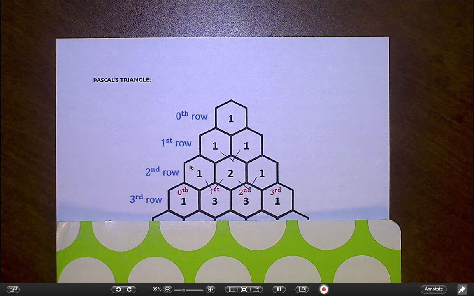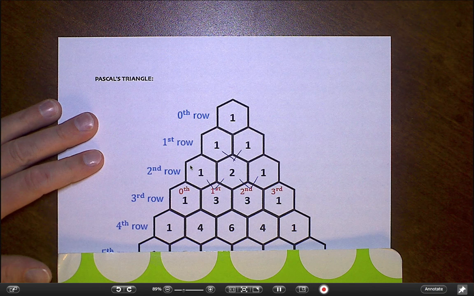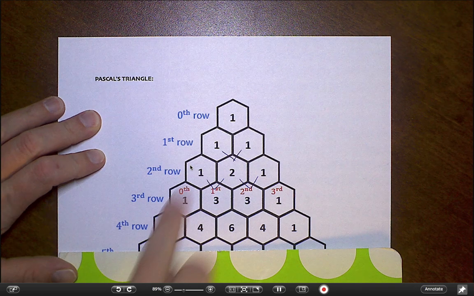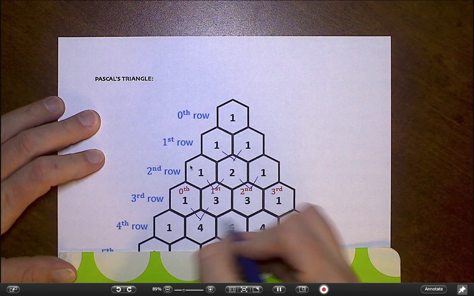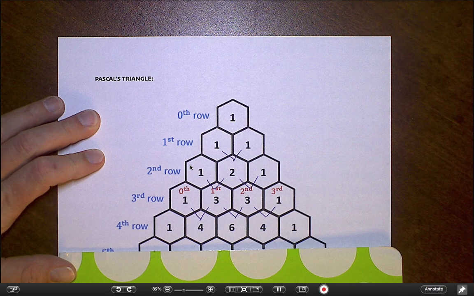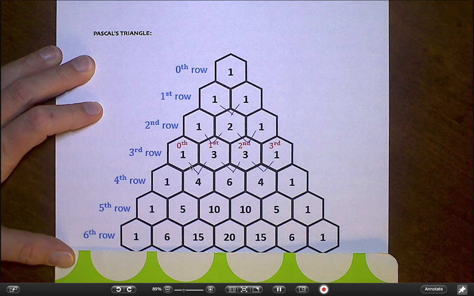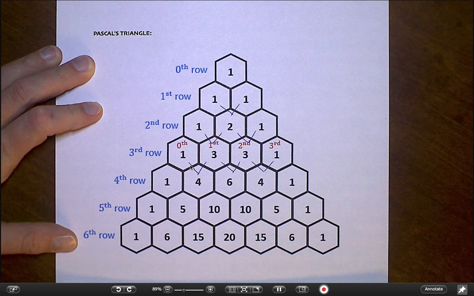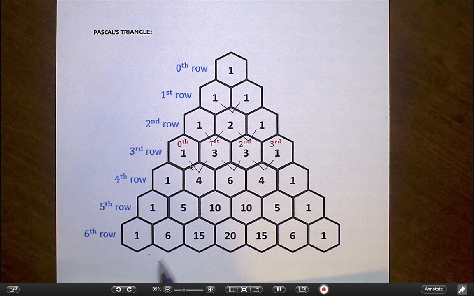So hopefully you've had a chance to generate those rows. Your next row here should look like this: 1, 4, 6, 4, 1. Again, notice the 1s going all the way down the outside, and then all of these just come from adding: 1 plus 3 is 4, 3 plus 3 is 6, 3 plus 1 is 4, and so on. Then we've got this here: 1, 5, 10, 10, 5, 1. There's our 6th row. I think that's as many as I have printed, but we could keep going forever, right? So we could do another row down here. This would be a 7, this would be a 21, this would be a 35, and so on, okay?